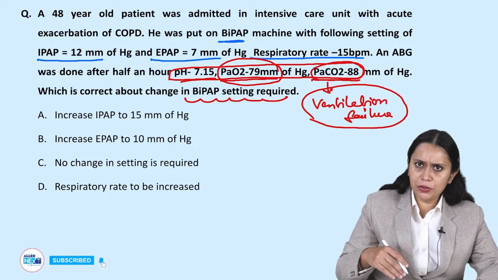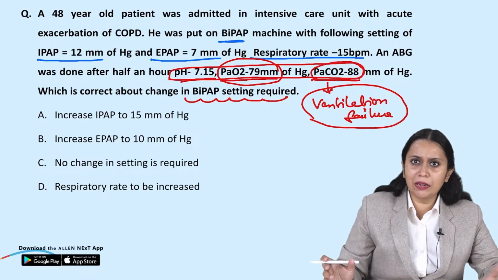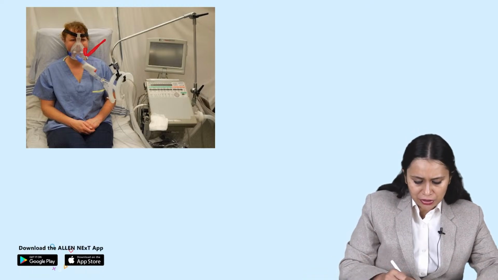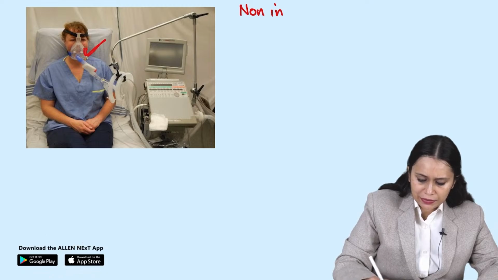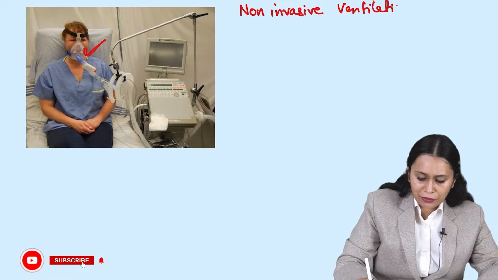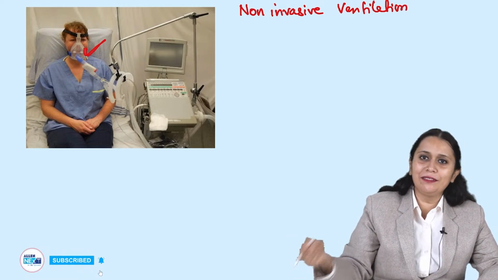Before seeing the options and choosing the right answer, let us see this image. You can see a ventilator, the ventilator tubing and the patient interface. This is not an endotracheal tube, but a tight-fitting mask. When the patient interface is a tight-fitting mask, we call it non-invasive ventilation, right? And when we are using an endotracheal tube, we call it invasive ventilation.